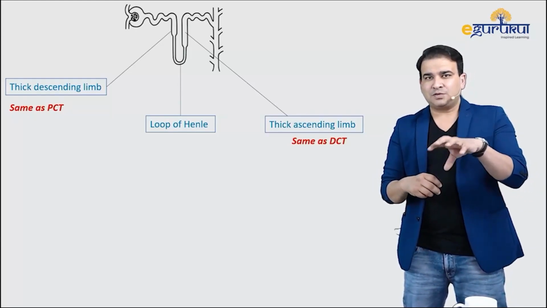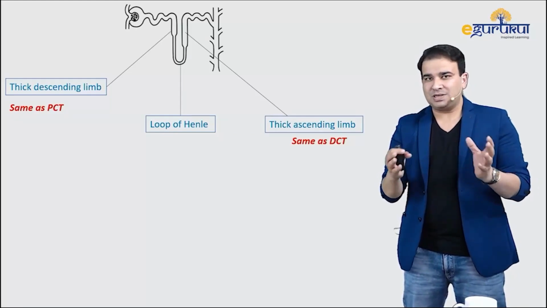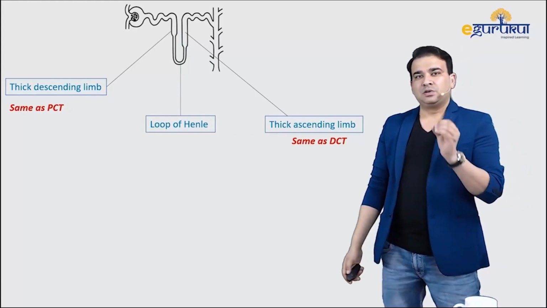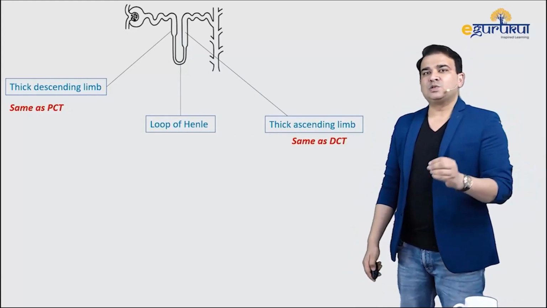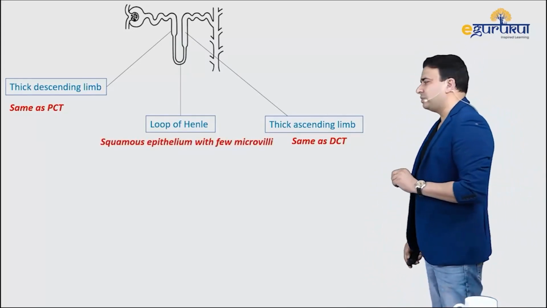If you look at the stains of the RBCs inside, that could be helpful. But if, let's say, there are no RBCs to be seen inside the venule, they look more or less like the venule only. So the loop of Henle, the lining epithelium, just like the venule, has a simple squamous epithelium with some microvilli present in that. We have a simple squamous epithelium.